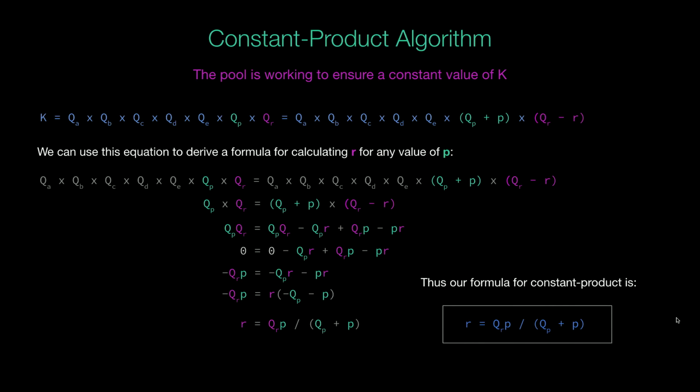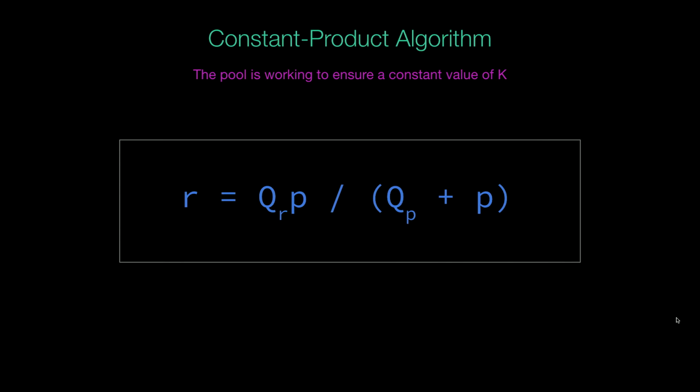And you might think, well, how do we know for sure what QP and QR are? Well, these are actually the balances of tokens in the pool. If we set our pool up with any number of associated token accounts, we can just read these token account balances. With access to those accounts, and given a value of P, our Solana program can calculate R every time, to a pretty significant degree of accuracy.